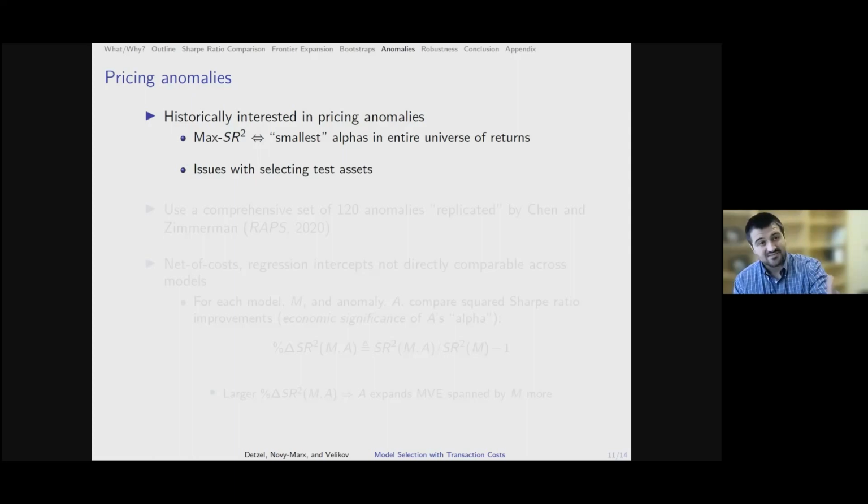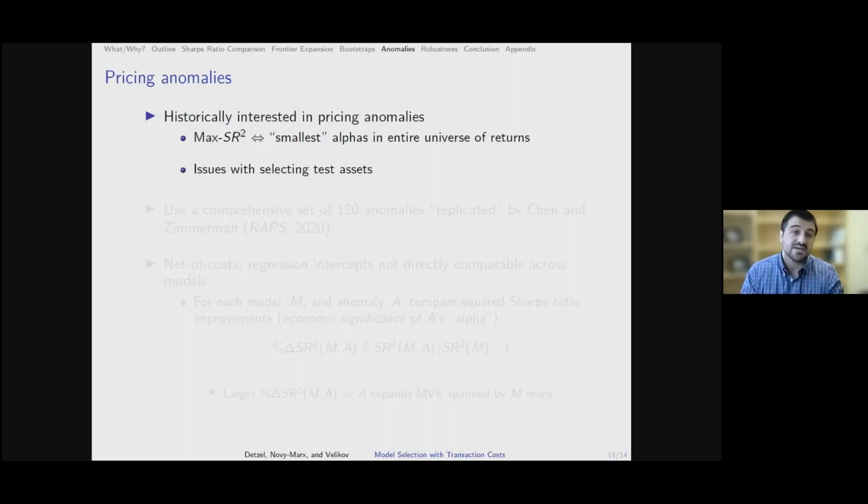Because of that, we wanted to have a section where we actually evaluate how well these models do after cost in pricing anomalies. Now, there are issues with that, and in particular with how you select the test assets. There's plenty of papers that show issues with the selection, and even with a comprehensive set like what we're trying to do here, you would still run into the problem that most of these anomalies were discovered by testing against the Fama-French 3 and Carhart 4-factor models. So there's a natural bias inherent even in that.